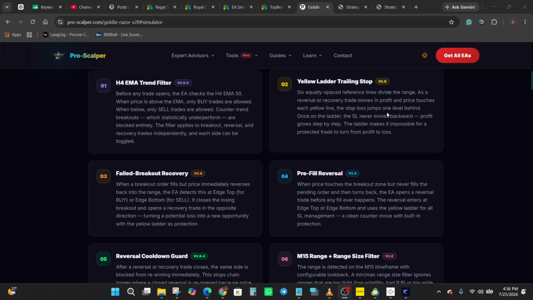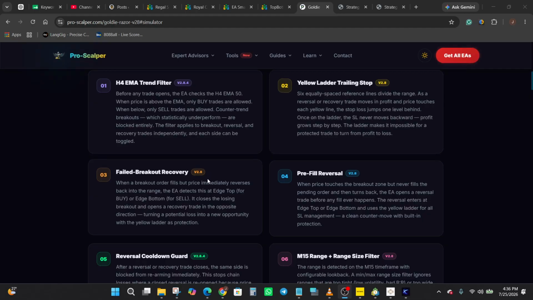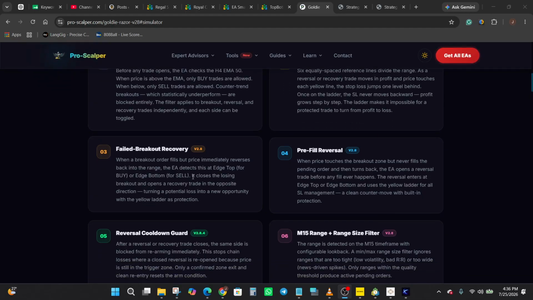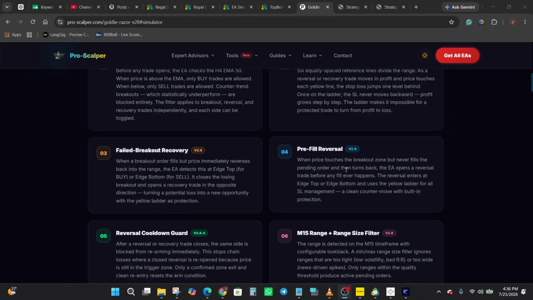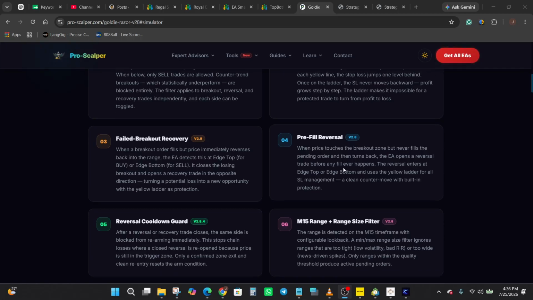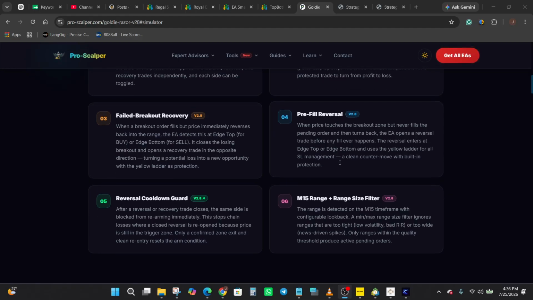The site also details the failed breakout recovery system. If a breakout order fails but price reverses back into the range, the EA detects this at designated edge levels, closes the losing breakout, and opens a counter recovery trade. Similarly, the pre-fill reversal triggers if price touches the breakout zone without filling the pending order, and then reverses back, opening a trade before an order fill even occurs.